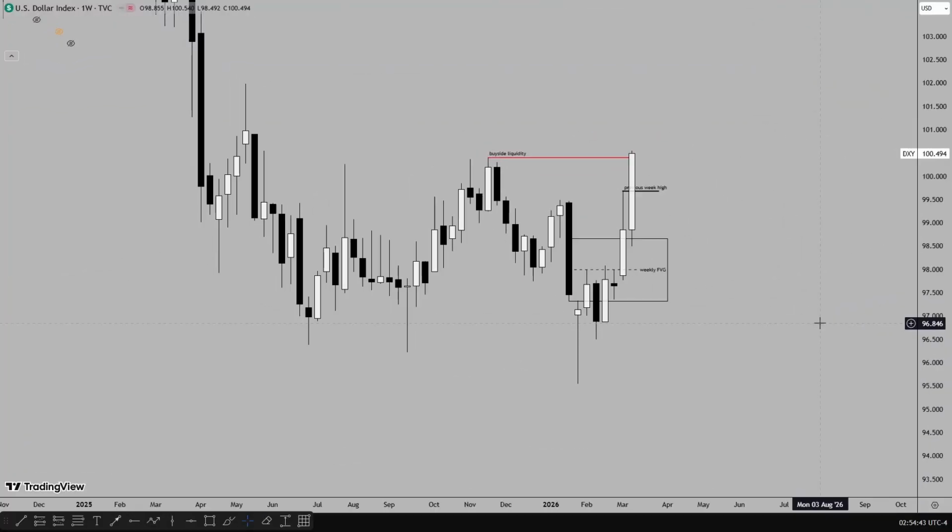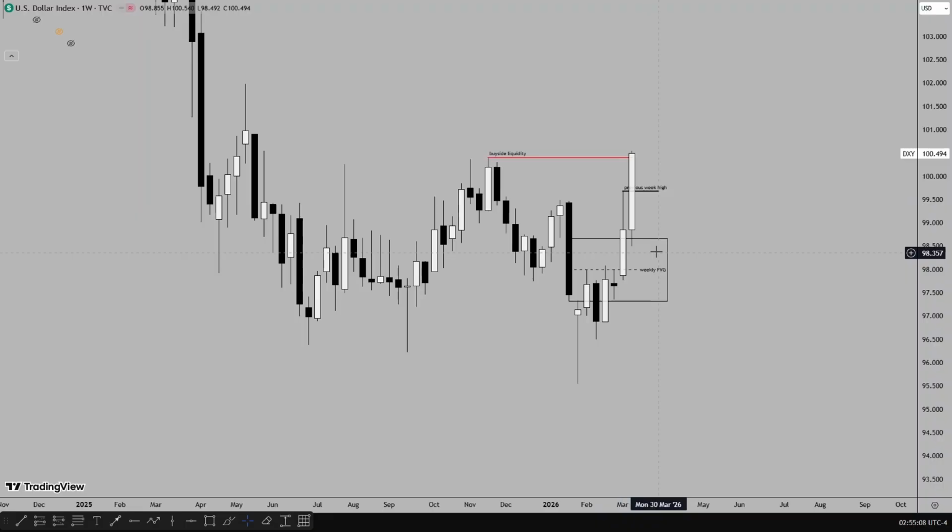On the weekly time frame on the dollar index, last week I told you guys that I'm anticipating higher prices, and the drawn liquidity is for price to run the previous week high. If there's going to be a continuation, the first drawn liquidity should be the previous week high. And at the same time, we should look at price trading to the buy side liquidity.